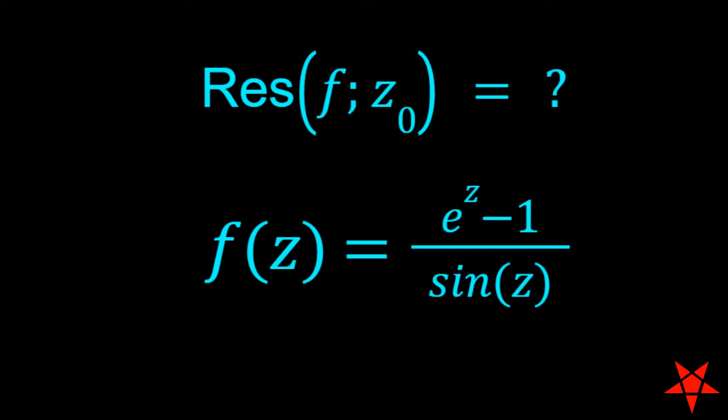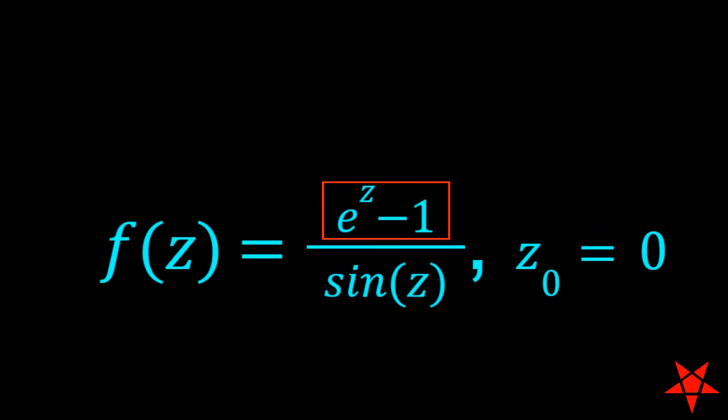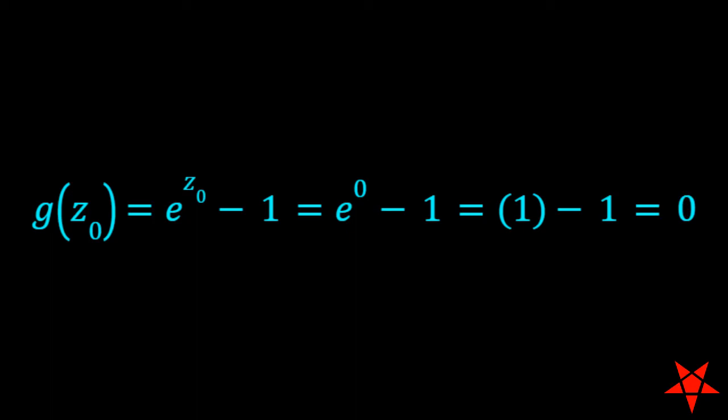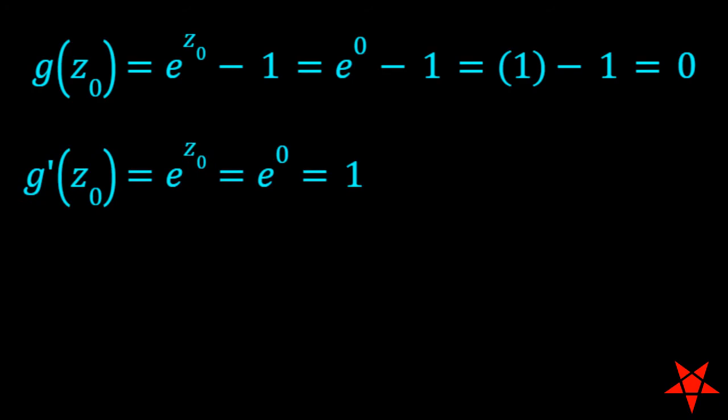Part A. Here we seek the residue of the function f of z equal to e to the z minus 1 over the sine of z at z naught equal to zero. The numerator, which we'll call g of z, has a first order zero at z naught. This can be seen by first calculating g of z naught, which turns out to be zero, and then calculating g prime of z naught, which is 1. The fact that g of z naught is zero and g prime of z naught is non-zero indicates that g of z has a first order zero at z naught.